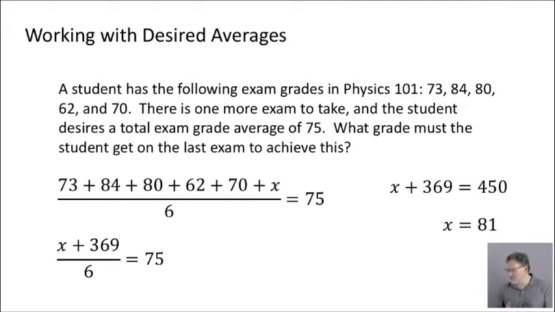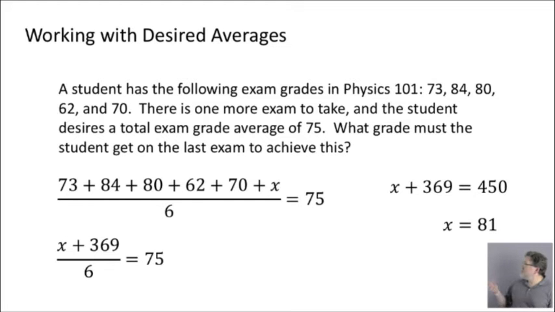A student has the following exam grades in Physics 101: 73, 84, 80, 62, and 70. And there's one more exam to take. The student desires to have a total exam grade average of 75. What grade must the student get on the last exam in order to achieve this?